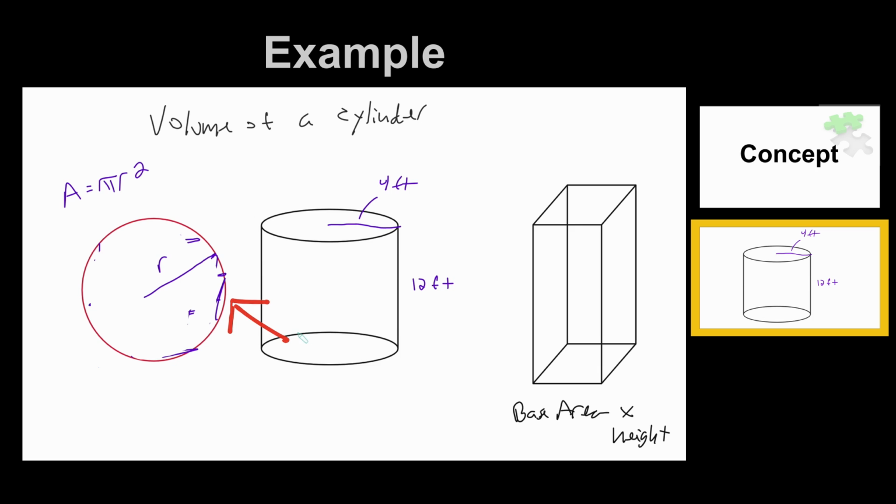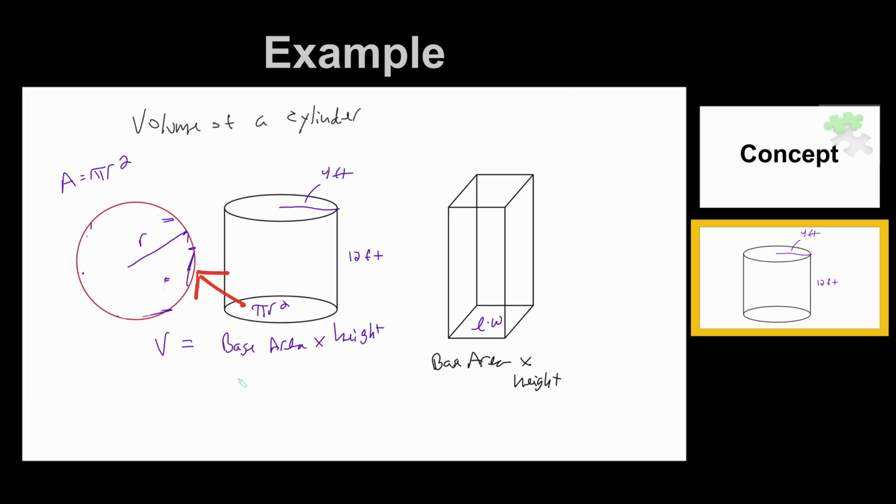So how do you get the area of this cylinder right here? The area of the base. Pi r squared right there. And how do you get the area of the base over here? Length times width. All right, and then look, so you have base area over here, see? Base area times what for volume? Height.